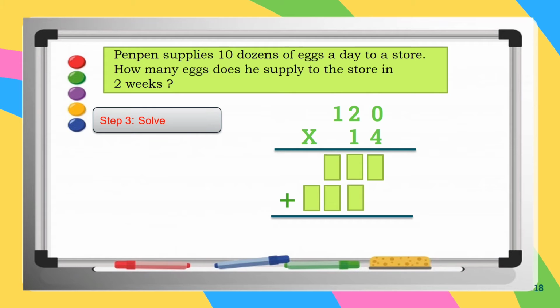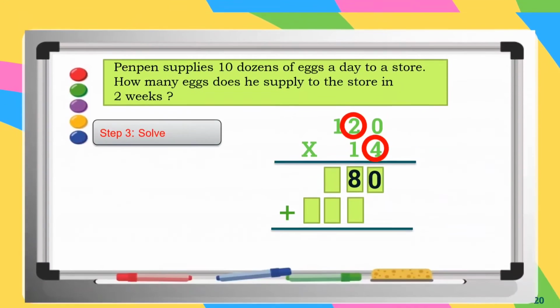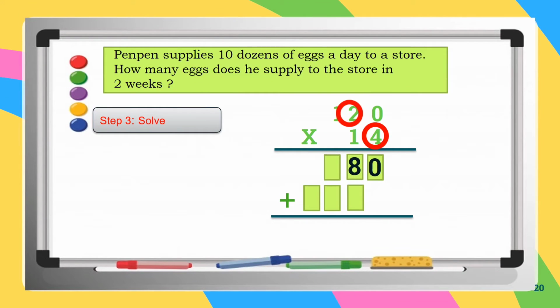So let us try to solve. Let's multiply 120 and 14. So 4 times 0 is equal to 0. Then let's multiply 4 and 2. 4 times 2 is equal to 8. And then let us multiply 4 and 1. 4 times 1 is equal to 4. So our first partial product is 480.